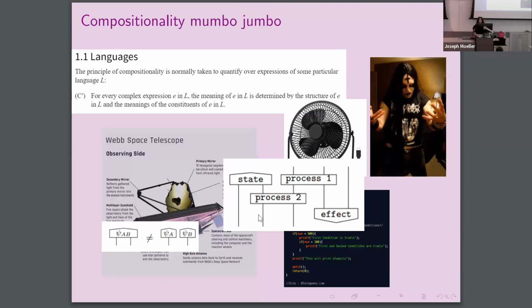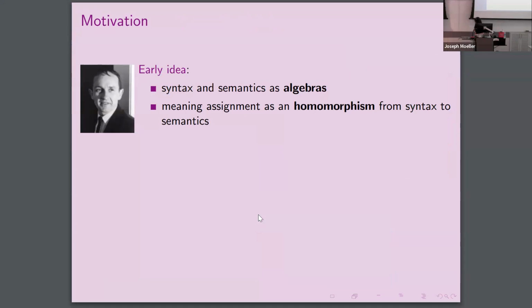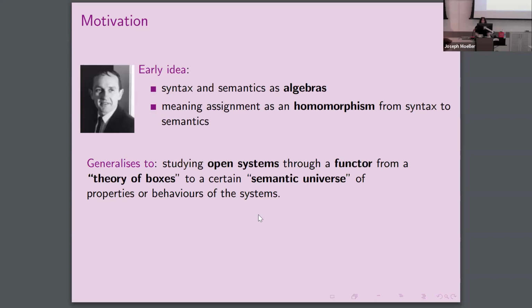Okay, so this is what we call a mumbo jumbo. Everyone means different things, so let's try to clean up the mess here. So Montague was the first to think of syntax and semantics as algebras, mathematical structures, and meaning assignment as a structure-preserving map between the two, so a homomorphism between syntax and semantics. And this is kind of similar to what lots of people do at ACT. When studying open systems, you define a functor from a certain syntax, a theory of boxes, to a semantic universe where the properties are defined.